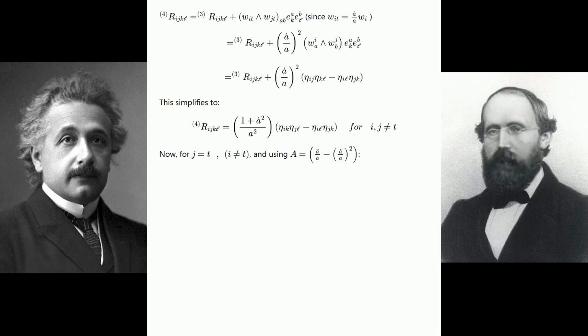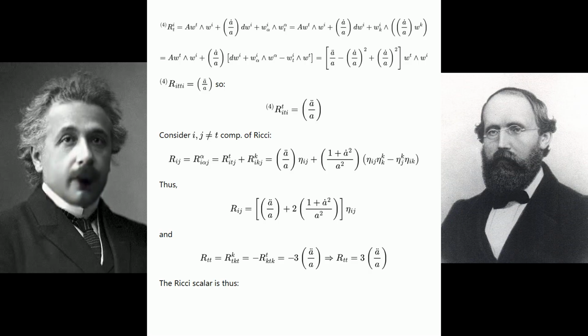Now, for j equals t, i not equal to t, and using the derivative of a dot over a, equal to a double dot over a minus a dot squared over a squared. See the following group of equations. R^(4) itti equals a double dot over a, so see the equation shown.